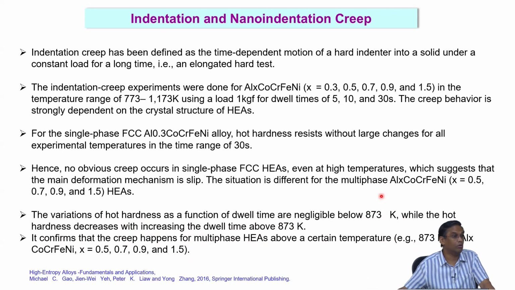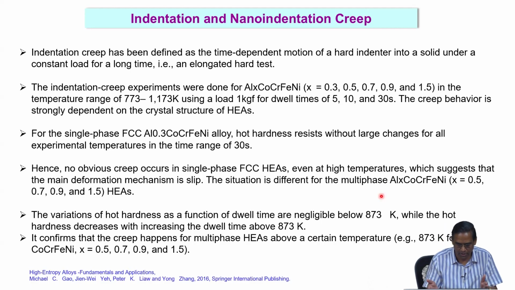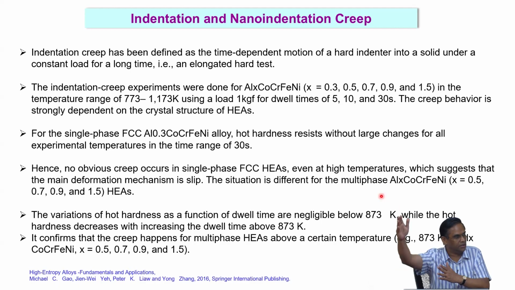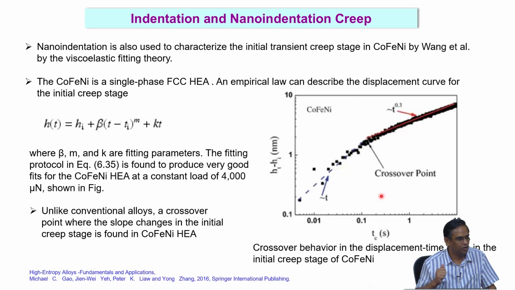Yes. So if you follow this particular alloy system, when the aluminum concentration is very low, it has an FCC. As the aluminum concentration increases, it becomes FCC plus BCC. Very high, it is BCC. So obviously, it will have a huge effect on creep.